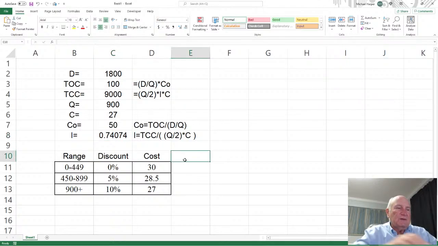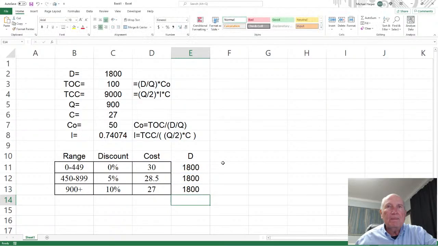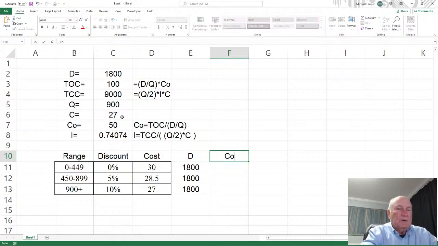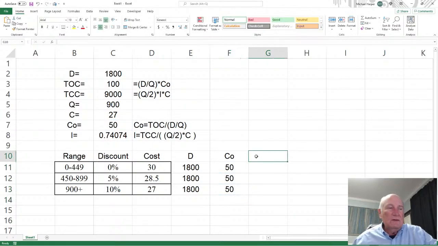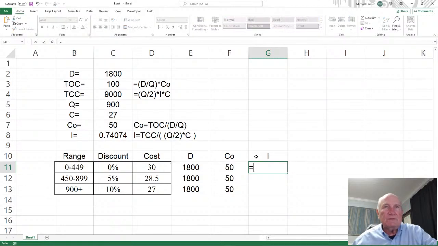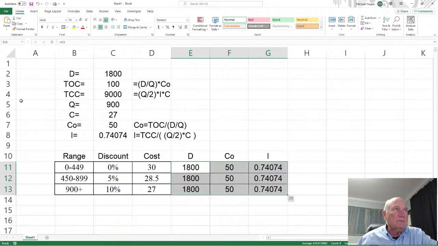As a matter of fact, let's bring this down here. Here's D, that equals 1800. Then let's bring these others down too. C sub O is equal to 50, and then I is equal to this number here. Because we can use these numbers, and those will be very helpful to us to calculate our problem.